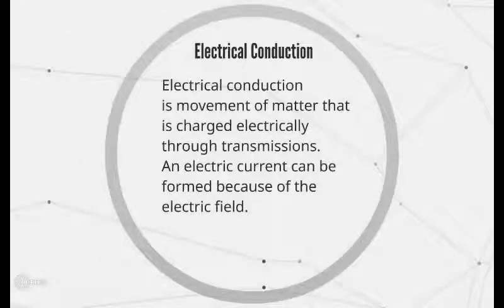Electrical conduction. It is the movement of matter that is charged electrically through transmissions. An electric current can be formed because of the electric field.